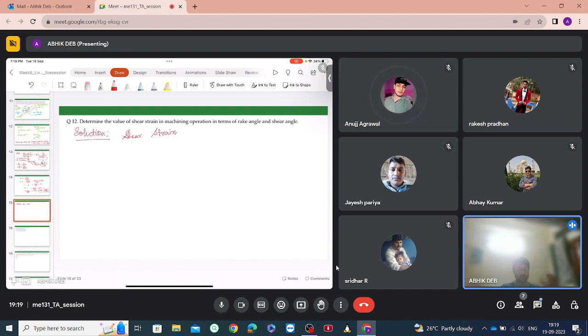No, that is the value of the shear strain in the machining operation. I am asking what is the basic definition of shear strain, which is applicable to anything, like in fluids, in strength of materials, any general definition of shear strain. Because if you don't know the general definition of shear strain, you won't be able to determine what the shear strain is in machining.